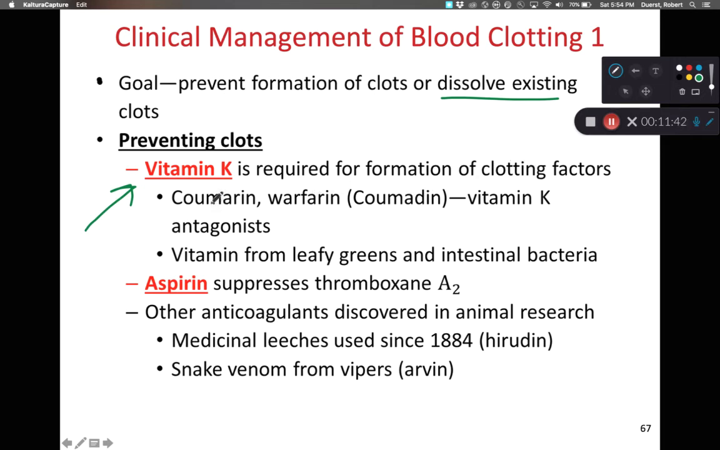And if we can somehow neutralize that vitamin K, typically through competitive inhibition, we're going to make it so that we're less likely to initiate the clotting cascade. So we have coumarin and warfarin. These are two vitamin K antagonists.